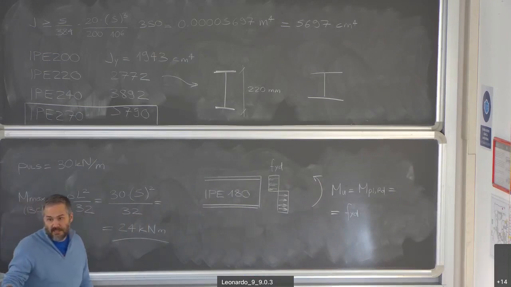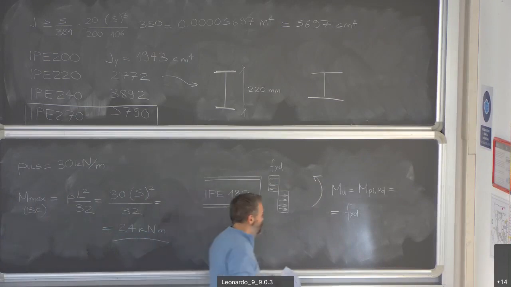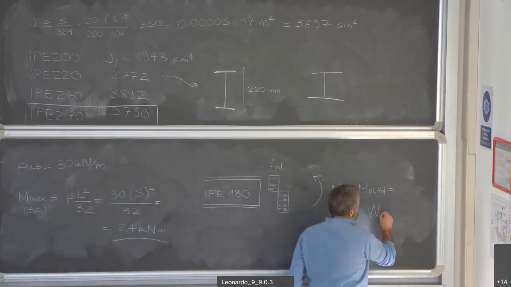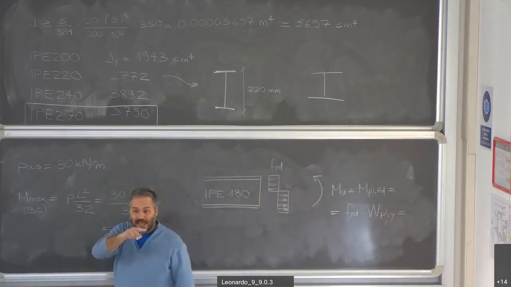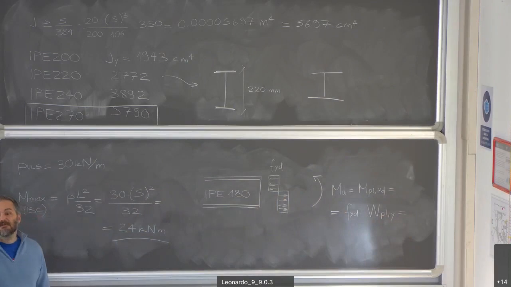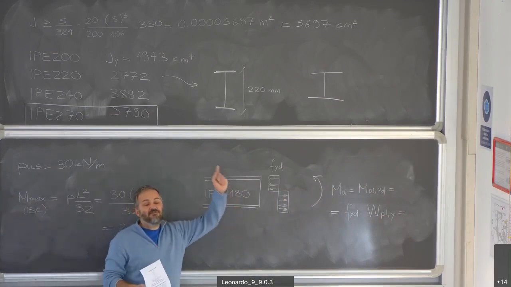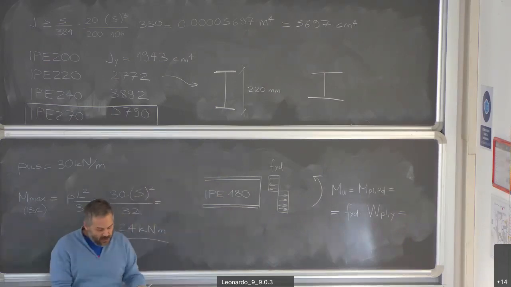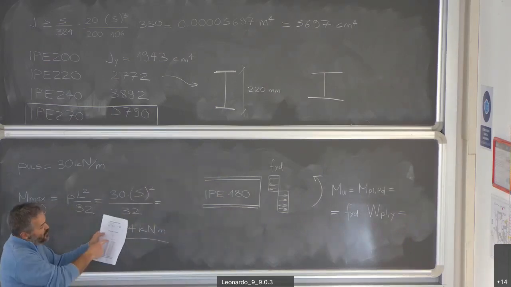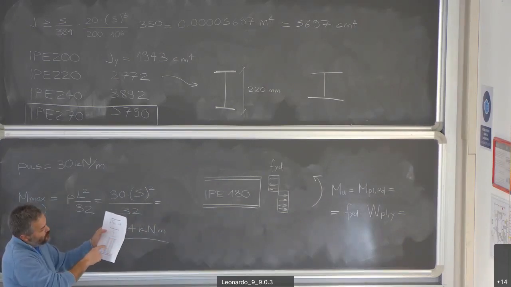This was all explained during class. We can call it WPLY, and Y is there not because of yield, but because of the axis we are considering, bending about the strong axis. In this case, it is different from the previous one. We know this was given, we know the section. So what we have to do is simply look up in the table what the plastic section modulus for IPE 180 is.